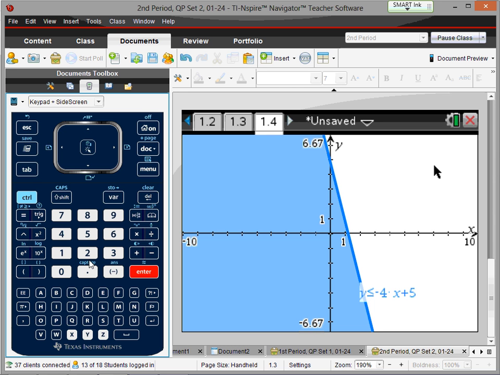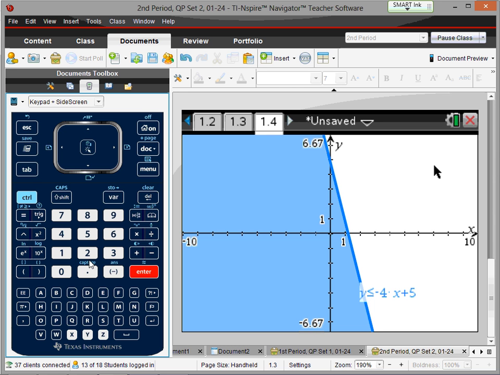Same thing with the point 0, 0. If I just put 0 in for both of these, -4 times 0, 0, plus 5 is 5, right? If I put 0 in right here, I have 0 is less than or equal to 5. Is that true? Yes. So any point in the blue makes this true. But what if I pick a point outside of that?